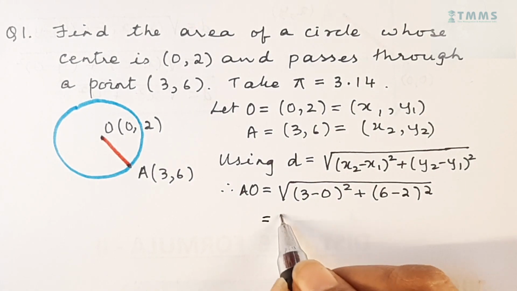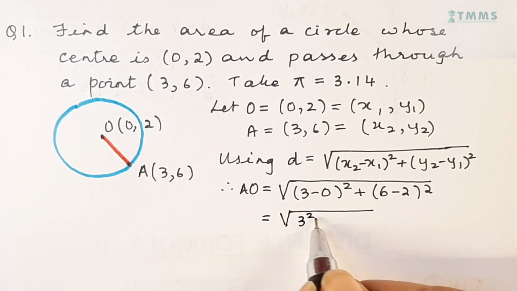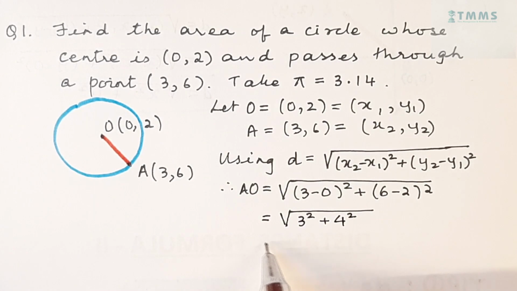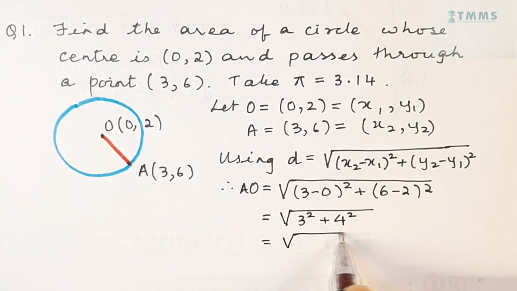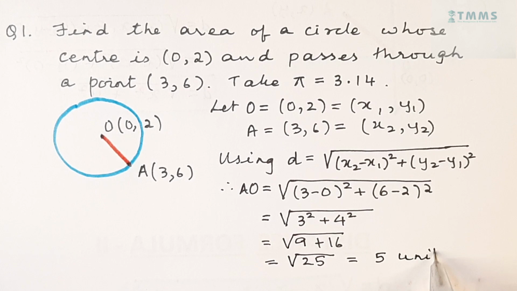So that will give us under root, this will be 3 square plus this will be 4 square, and that will give us under root 9 plus 16, which is under root 25, and that is equal to 5 units.